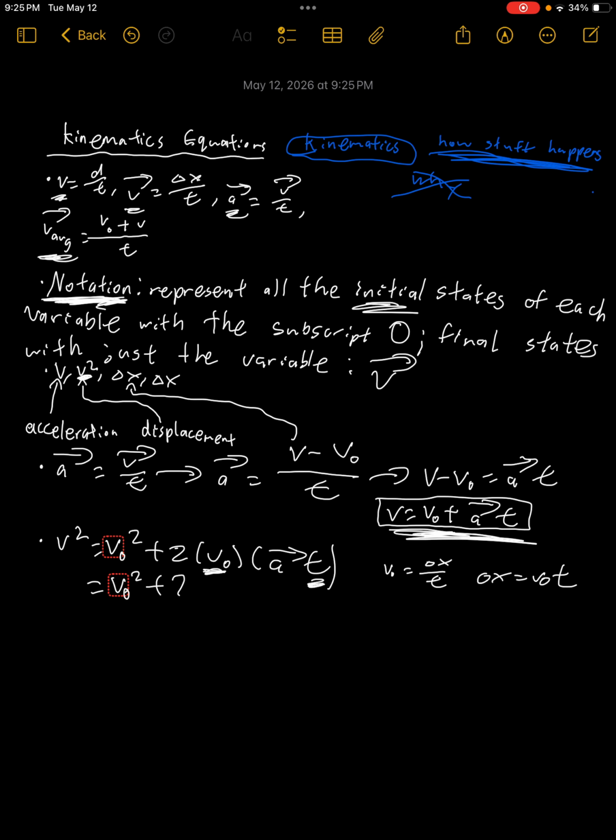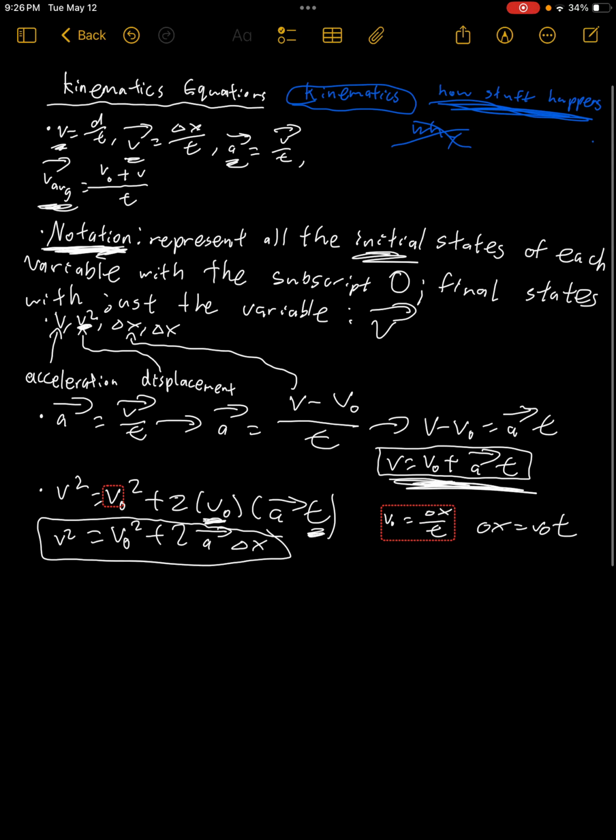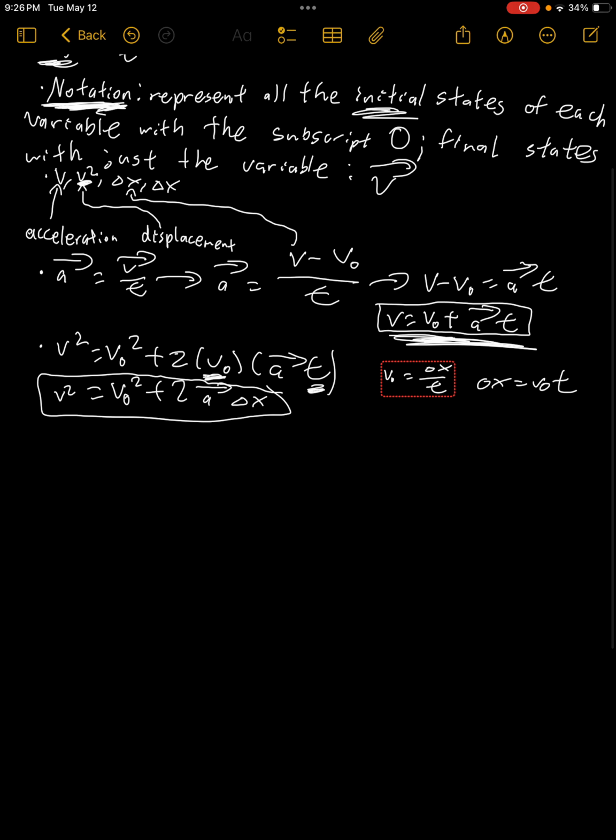So we have this. Oh, and this is v squared. And this is literally our second kinematic equation. So we finished half of them already. Now let's move on to the third.